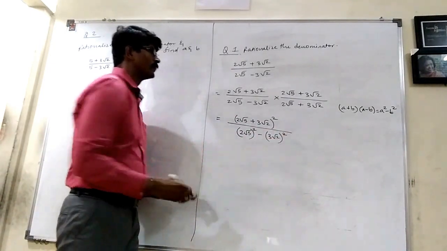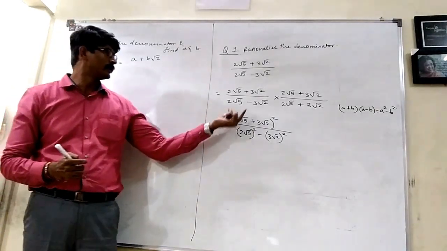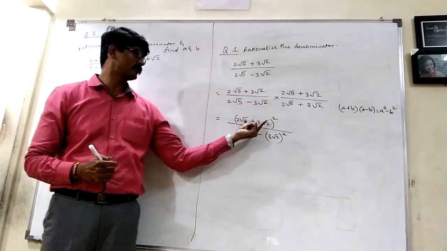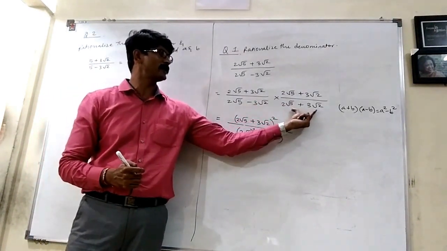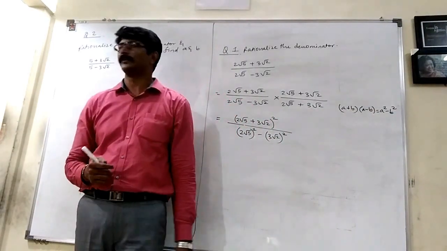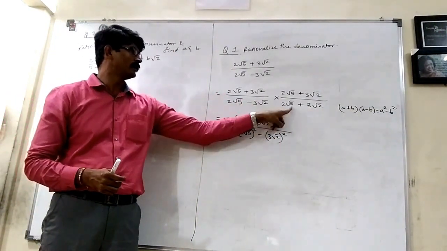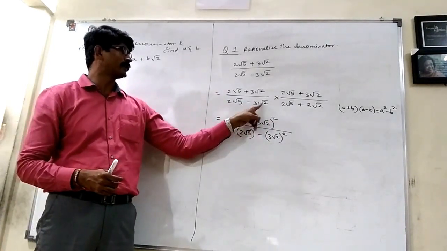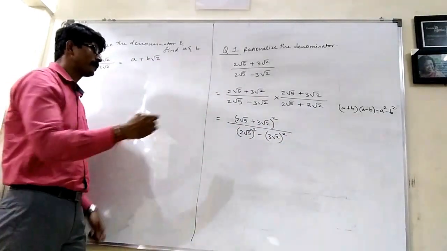whole square. So you should understand by observation all these things. This is a plus b, so I wrote a plus b the whole square. This is a minus b and a plus b, so a plus b into a minus b will become a square minus b square. Now you should understand what is a. A is over here 2 root 5. So 2 root 5 square minus b, 3 root 2, the whole square.